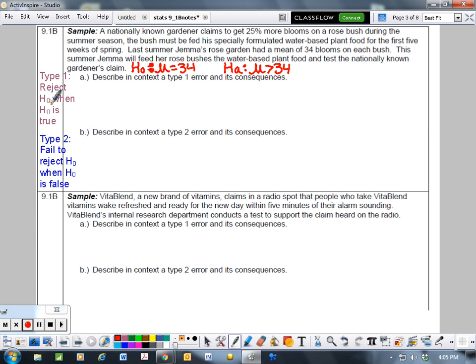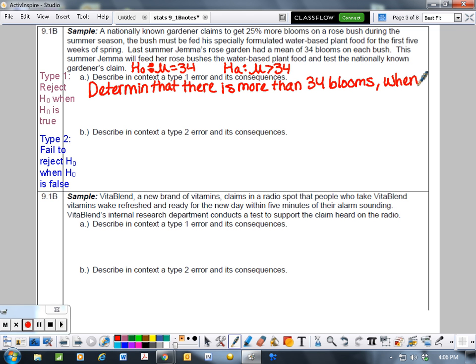So I'm going to reject H0. So I reject H0, which means I determine that HA is true. So determine that there is more than 34 blooms. But we're wrong, so when there is not.